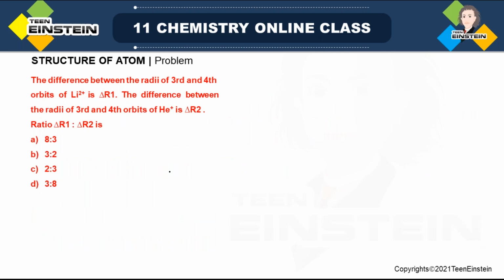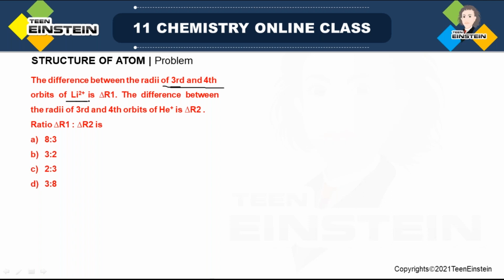So we are trying to solve as many problems as possible based on Bohr's model, because these questions are really important. You will see this type of questions are coming in exam again and again. Right? The difference between the radii of third and fourth orbit. That means n is equal to 3, third, n is equal to 4, fourth.